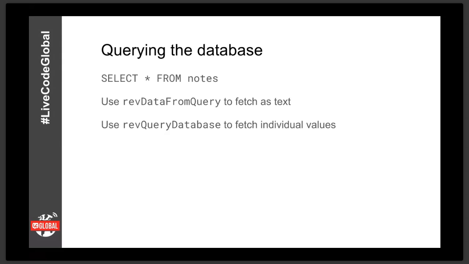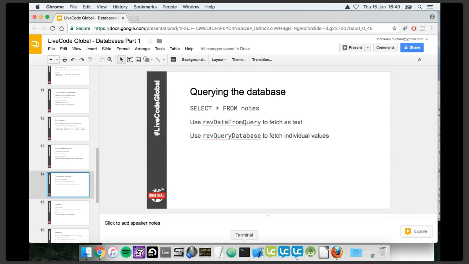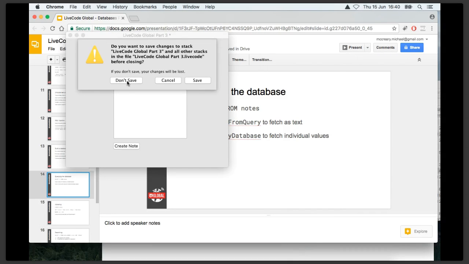And there's two ways you can get information back from revDB. You can use revDataFromQuery, which will fetch it as text, and revQueryDatabase, which will allow you to get access to the individual values directly. So I'll show you the differences between those two and where you might want to use one method over the other.